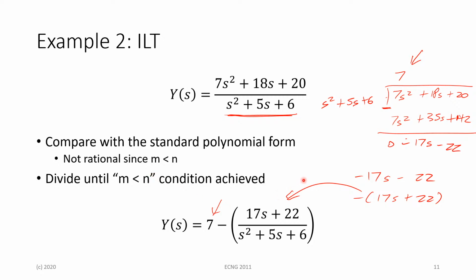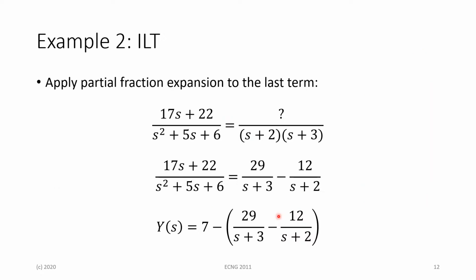Once we satisfy this condition, that means for this part here only, which is our remainder, we can perform partial fractions. So if we factorize the denominator, s squared plus 5s plus 6 will factorize to s plus 2 and s plus 3. Then we can perform partial fractions to obtain each of these components, and the components here will resolve to 29 and minus 12.